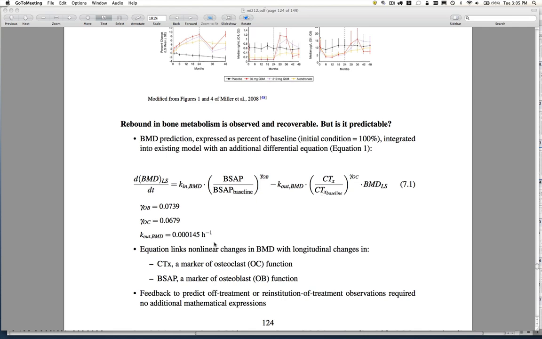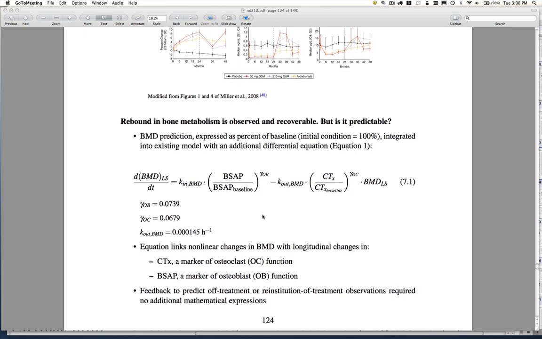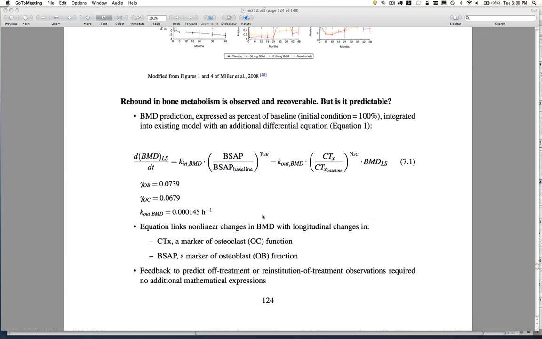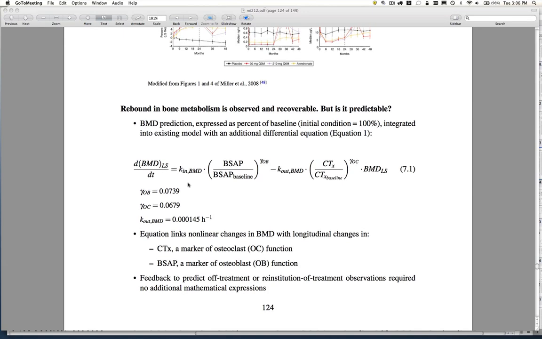And so the idea was, can we link these changes in osteoclast and osteoblast function and actually have a predictable or useful function to describe these longitudinal changes in BMD. All the while, simply by adding this one equation, do we get all of the other feedback that was inherent in the model that we showed before.